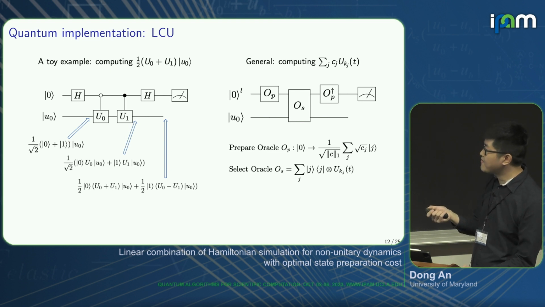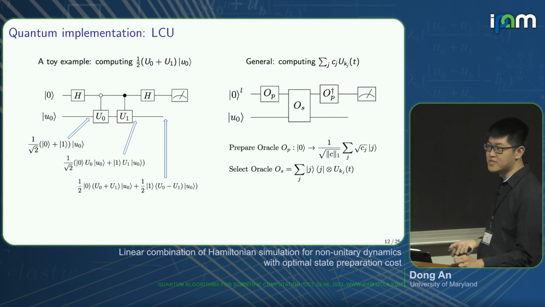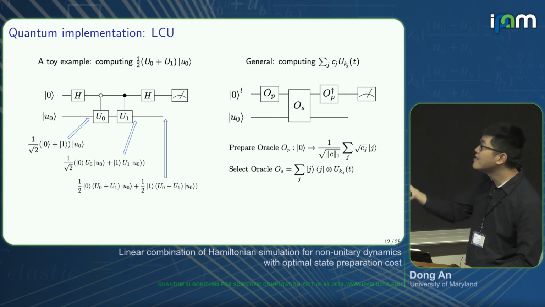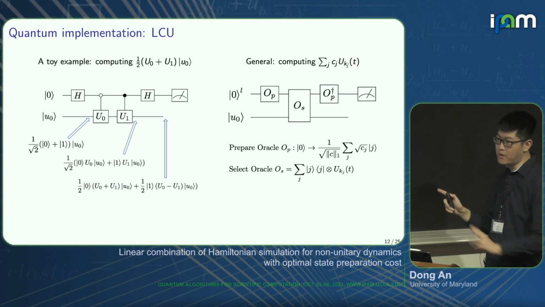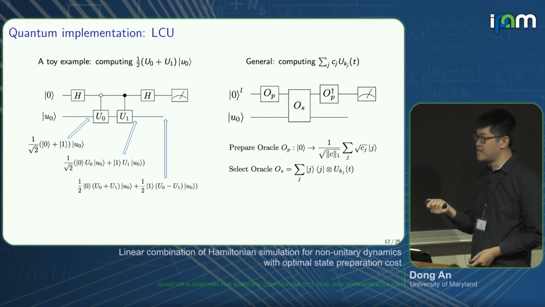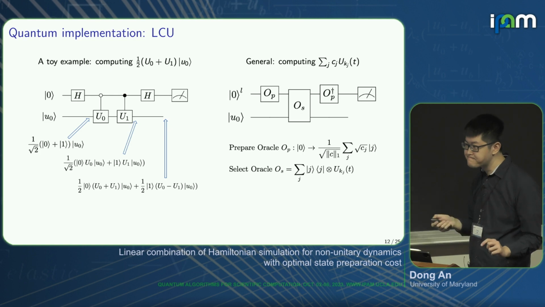And in the middle, I have some controlled version of the unitary, which is called the select oracle in the LCU. They are just some controlled version of the unitary, which means that the LCU approach can really be generalized to multiple unitaries with arbitrary coefficients, suppose that we are given all of these oracles.